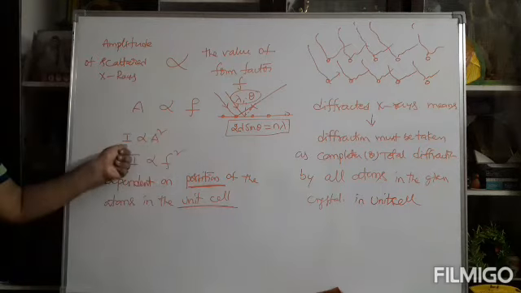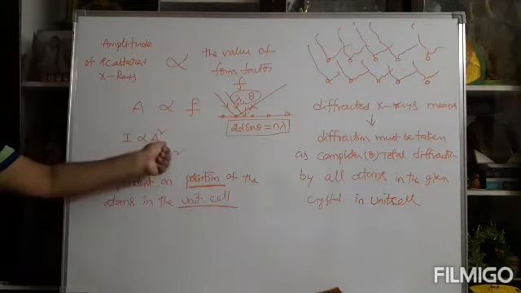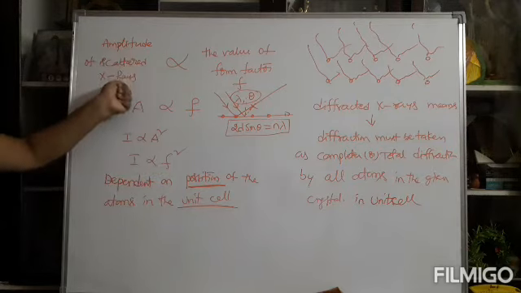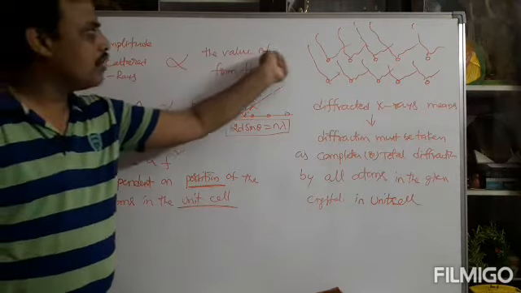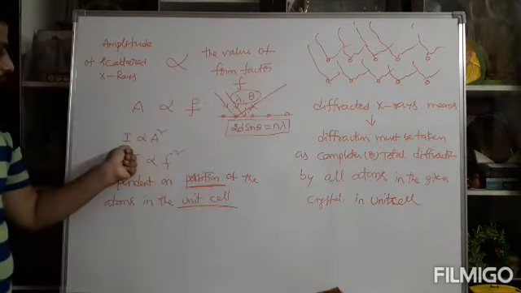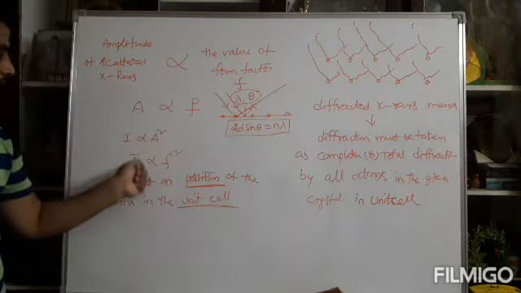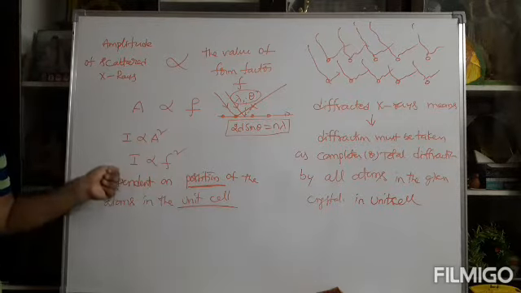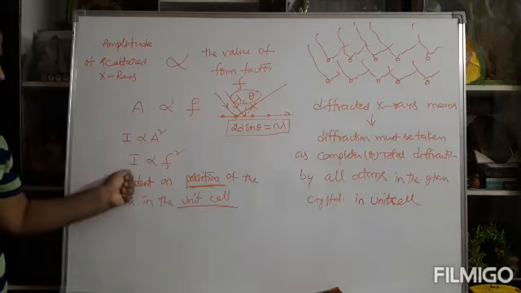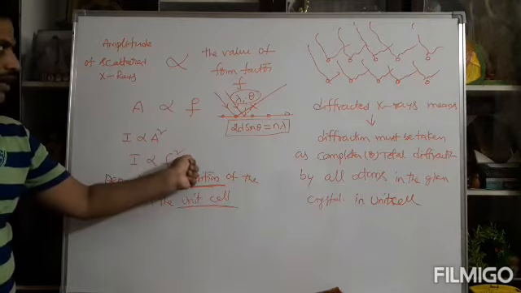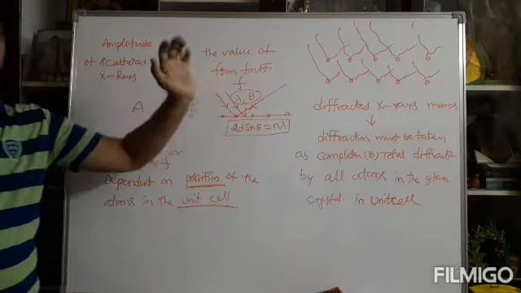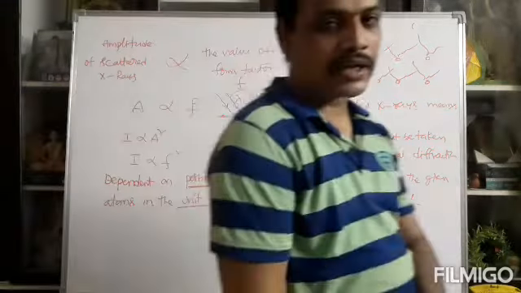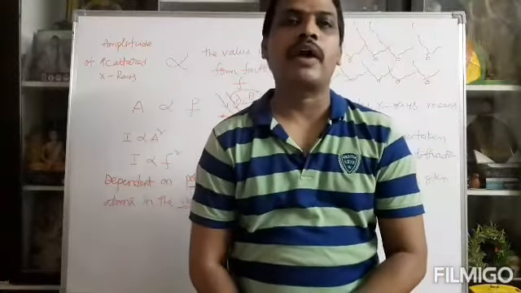Intensity is always directly proportional to the square of the amplitude. The amplitude of the scattered X-rays is always proportional to the value of the form factor. So I is proportional to A squared, which means I is proportional to F squared. The intensity of scattered X-rays is directly proportional to the square of the form factor. So the intensity of the diffracted values can be explained practically based on the form factor value.